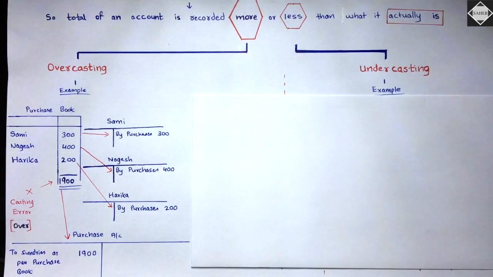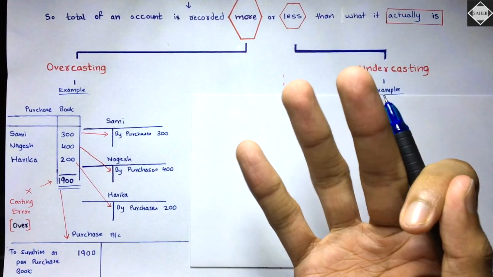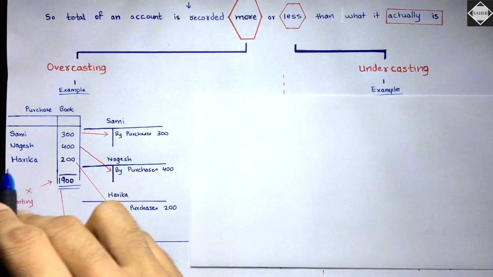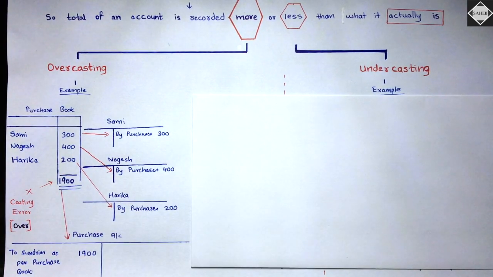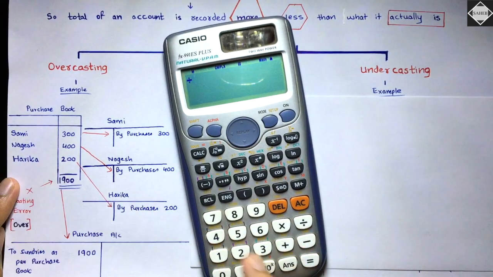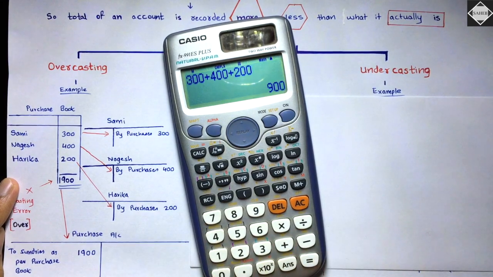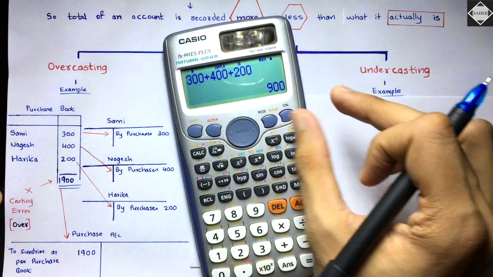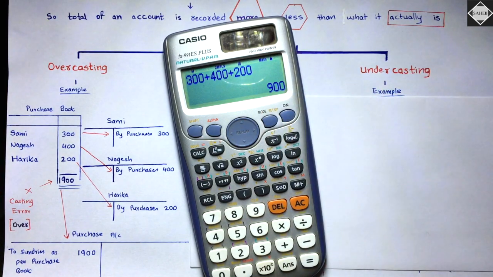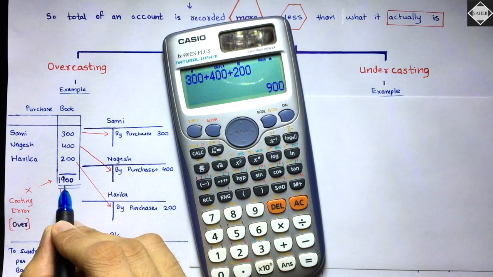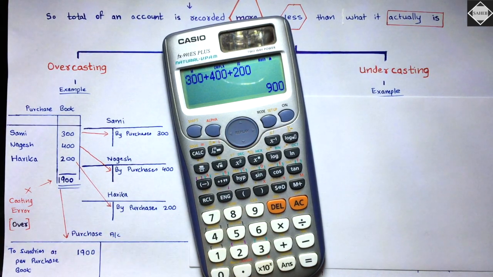Okay, so see here. Now let's say you purchase goods on credit from three people: Sami 300, Nagesh 400, Harika 200, and you recorded those entries in the purchase book. Then what happened? While making the periodic total of the purchase book, you made a mistake. See here, 300 plus 400 plus 200 equals 900. You added them up in the calculator and got 900, but because of some carelessness, you wrote 1900. You wrote one extra over there. So that's a mistake.